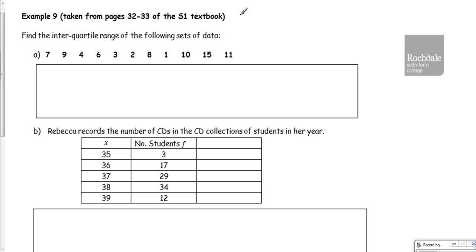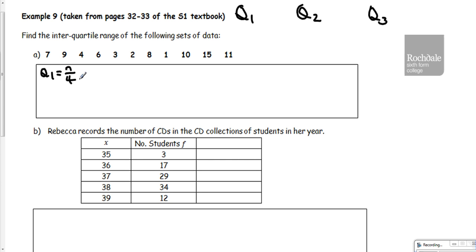Just to introduce the symbols I'm going to use: Q1 to mean the lower quartile, Q2 to mean the median, and Q3 to mean the upper quartile. That tends to be what's used on the Edexcel S1 papers, so try and get used to those. To find the interquartile range, we need to find the lower quartile, the upper quartile, and subtract them.